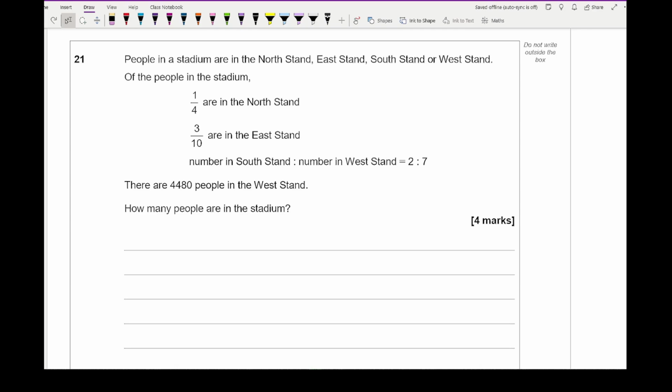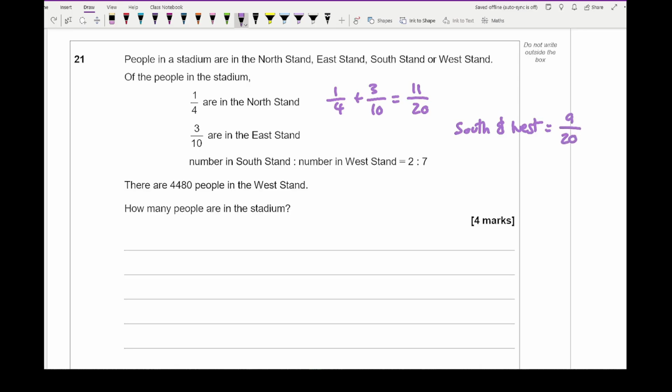So for this, what we need to do first is to see what fraction we are working with for the rest. If I do a quarter plus 3/10, I can just type this straight into my calculator, no need to get a common denominator. I type that in and I get a fraction of 11 over 20. So the fraction that's going to be in the south stand and the west stand is going to be 9 over 20.